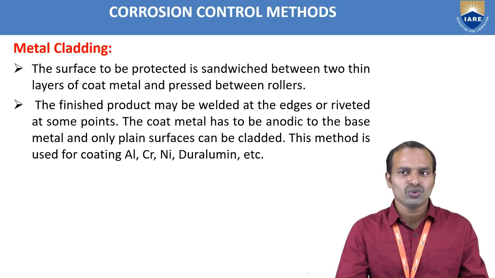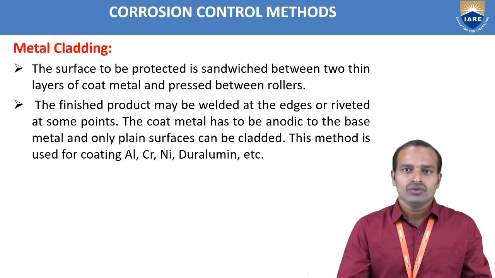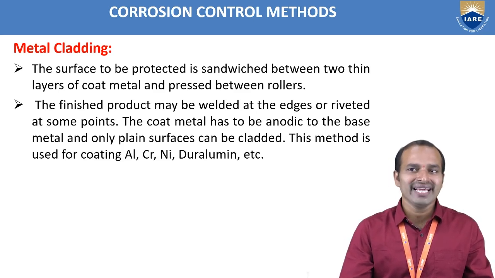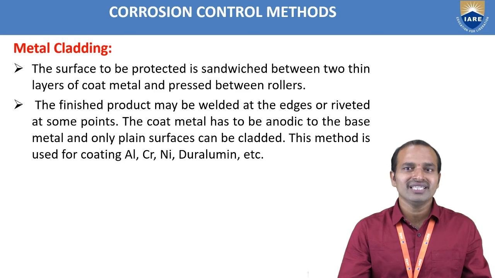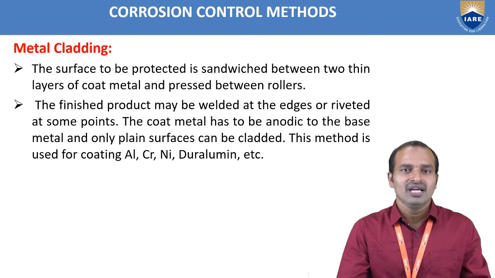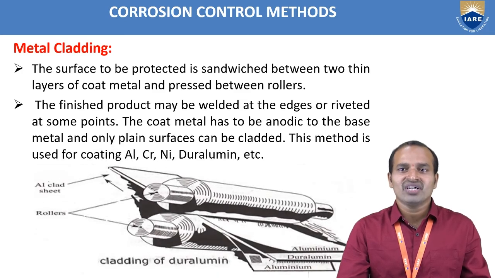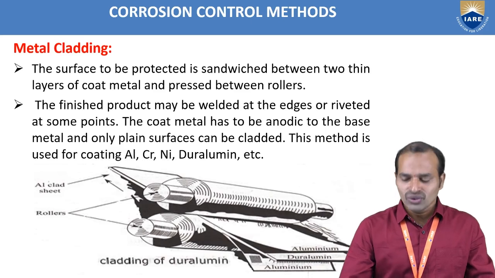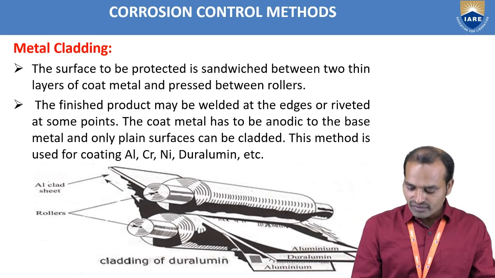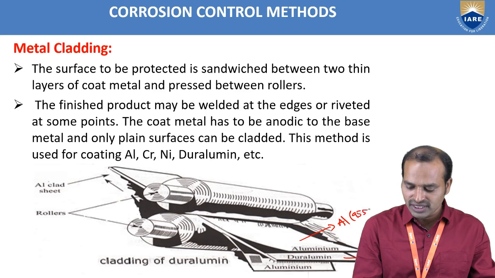The coat metal has to be anodic to the base metal, and only plain surfaces can be cladded. This method is used for coating of aluminium, chromium, nickel, duraluminum, etc. This is the diagram of cladding of duraluminum. In this diagram, this is the duraluminum, and this is the aluminum. We take 95.5% pure aluminum. So duraluminum is sandwiched between the aluminum, that is 95.5%.